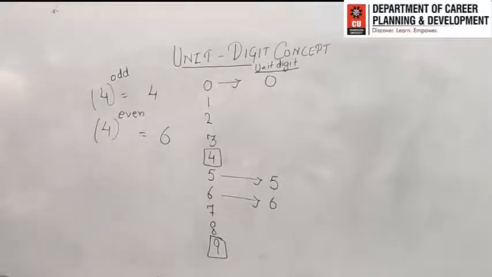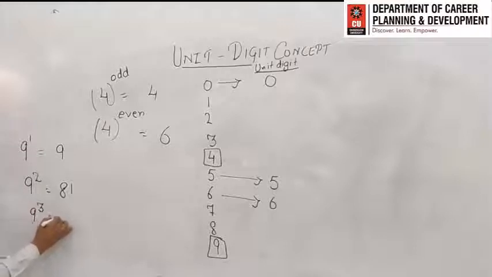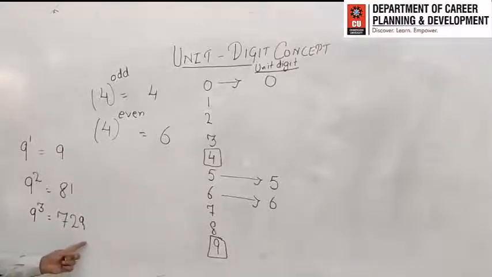Similar is the case with 9. Let's see, 9 raised to the power 1 will be 9. 9 raised to the power 2 will be 81. And 9 raised to the power 3 will be 729. If I again do 9 raised to the power 4, then again the unit place will come out as 1. Here again the unit place is repeating after 2 times.